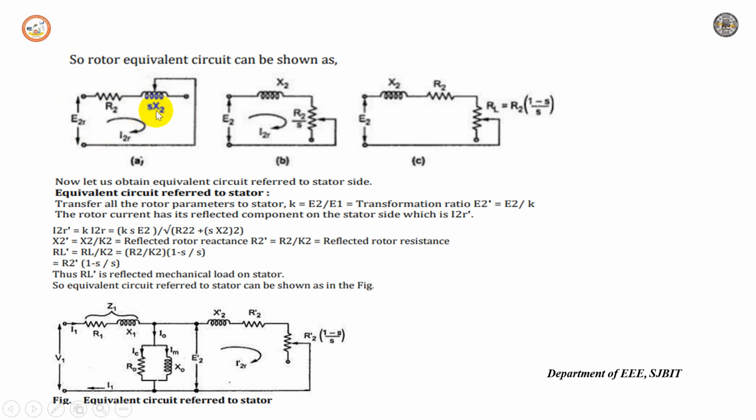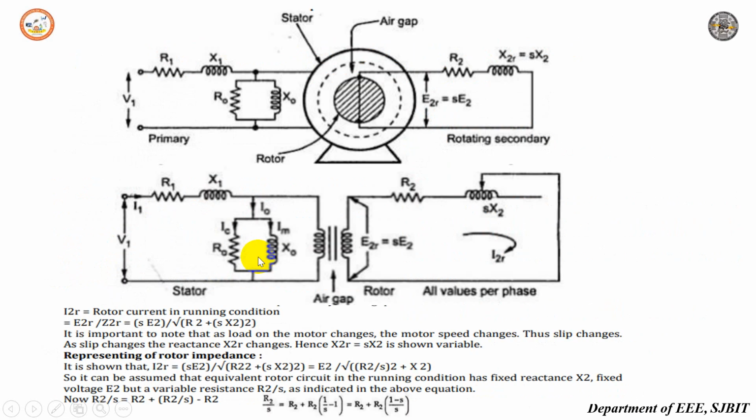It is important to note that as the load changes on the motor, the speed also changes. Thus the slip changes. As slip changes, the reactance X2 also changes. Hence, X2R is equal to S into X2 as shown. Now, if I have to represent this I2R as a rotor impedance, I2R is equal to S into E2 divided by the square root of this expression. Voltage E2 is fixed, but there is a variable resistance R2 by S, as indicated in the above equations.